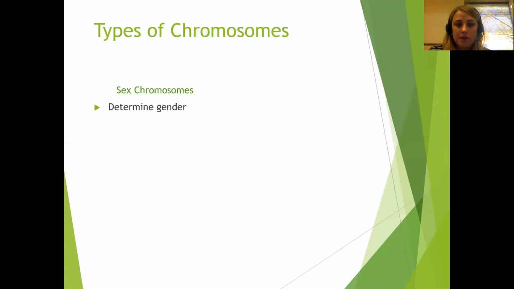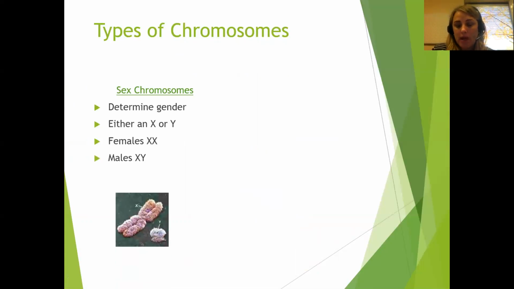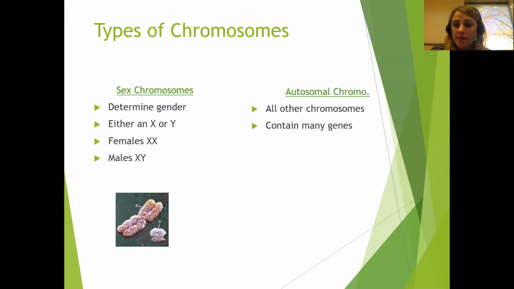So there are a few different types of chromosomes that we're going to talk about. In a human, we have 23 pairs of chromosomes, or 46 total. We have two types of chromosomes. The first type of chromosome that we're going to talk about is a sex chromosome. Sex chromosomes' main job is to determine gender. There are two types of sex chromosomes: an X and a Y.